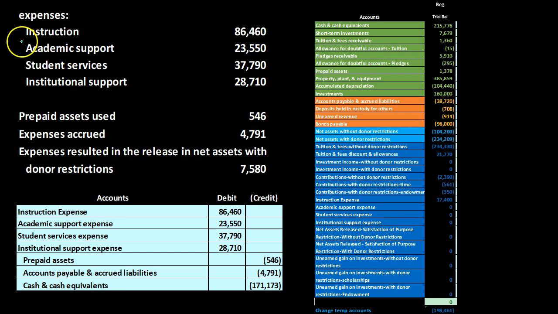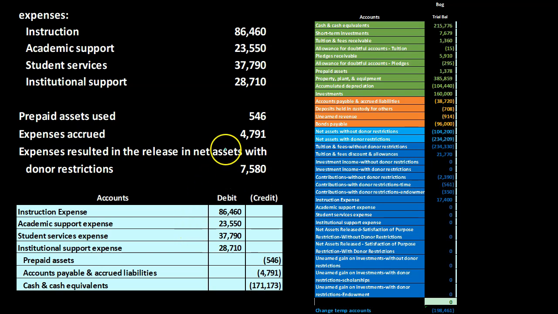So we've got the expenses related to instruction, academic support, student services, and institutional support. We're going to have expense accounts related to those in the dark blue area. Therefore, we're simply going to be debiting those for these amounts: the instruction expense, the academic support expense, the student service expense, and the institutional expense.